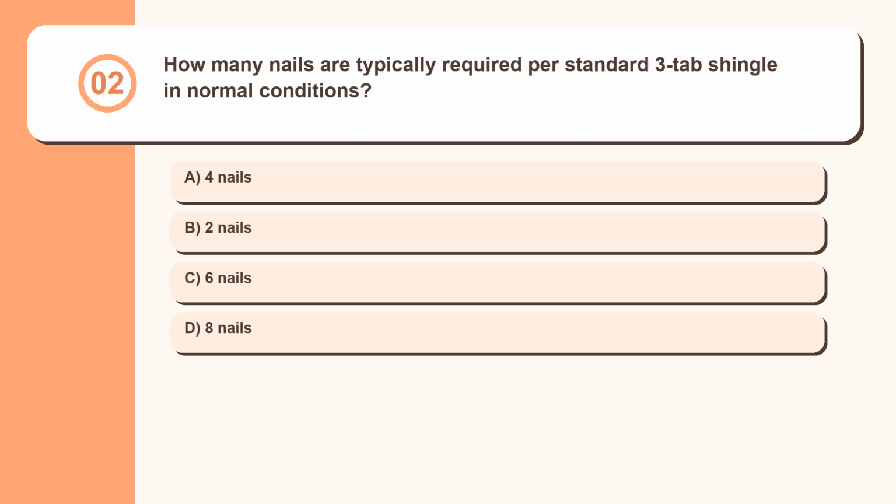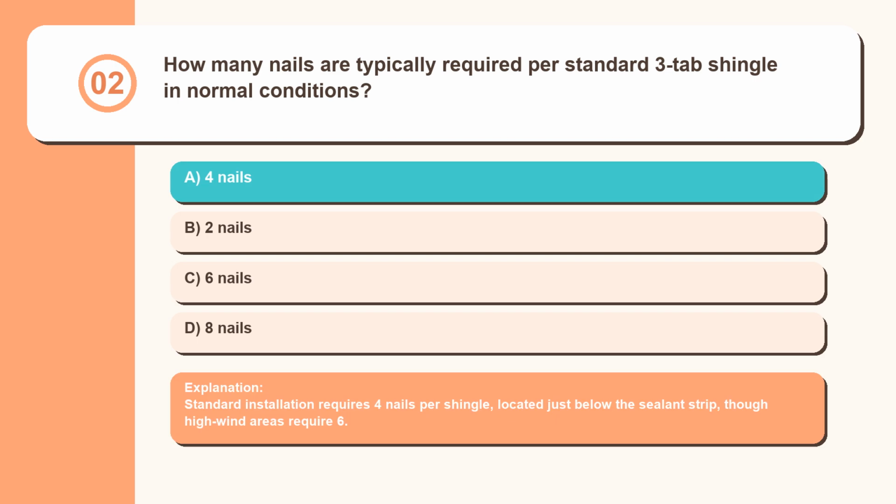Question 2. How many nails are typically required per standard 3-tab shingle in normal conditions? 4 nails, 2 nails, 6 nails, 8 nails. Standard installation requires 4 nails per shingle, located just below the sealant strip, though high wind areas require 6.